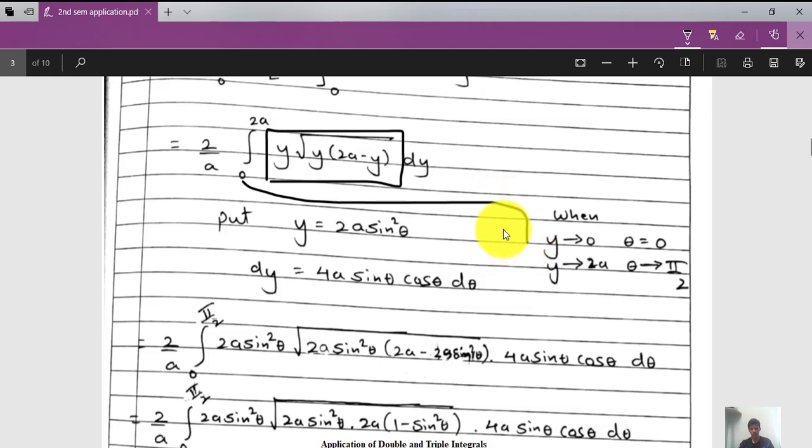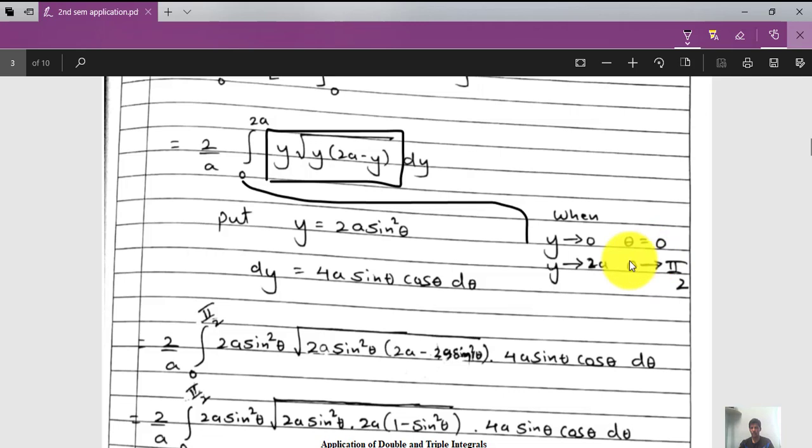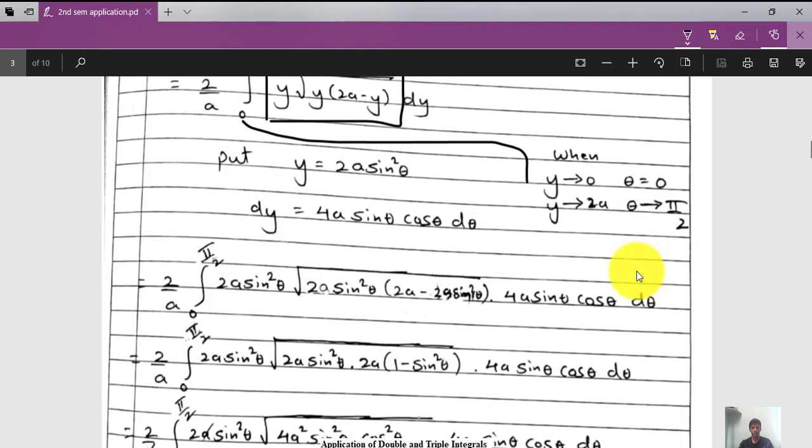So what is happening to the limits? If y is 0, then theta is equal to 0, and when y is equal to 2a, what is happening to theta? It is pi by 2. See here, if I substitute 0, sine theta is 0, so theta is 0. And if I substitute y is equal to 2a, the 2a gets cancelled, here it is 1, so theta is equal to pi by 2.